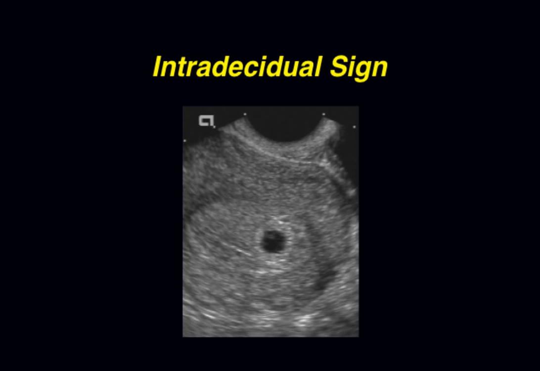The intradecidual sign is more convincing as a sign of an intrauterine pregnancy when one adds the observation that the tissue surrounding the sac is thick and more echogenic than the surrounding decidua. It isn't a true double sac sign, but it is one more piece of useful information. My personal report would state that, while not definitive, there is a very high probability that this structure is an intrauterine pregnancy.